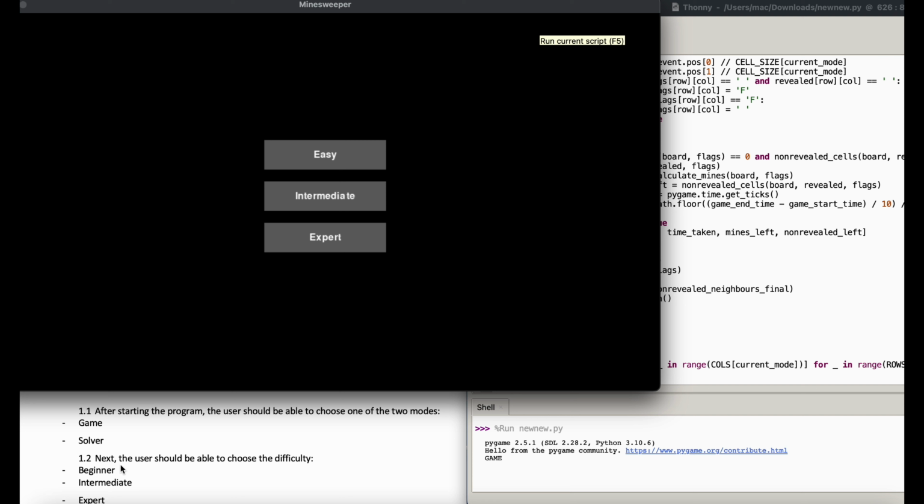Next, objective 1.2. Next, the user should be able to choose the difficulty. Here we can see the mode difficulty screen, which consists of three buttons: easy, intermediate, and expert.